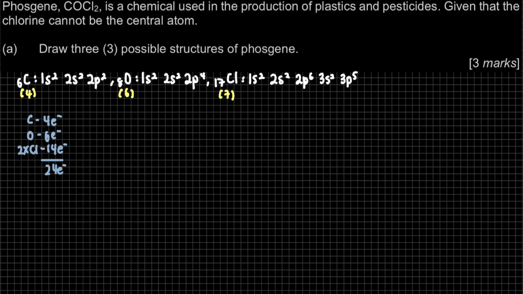We have to determine which one is the center. Based on the information here, it mentioned that chlorine cannot be the center. For a given molecule, usually we take the atom with the least number to be our center. That's why chlorine cannot be the center, because we have 2. But then there are 2 choices, carbon or oxygen. So how do we determine the center? Then you have to compare the electronegativity.